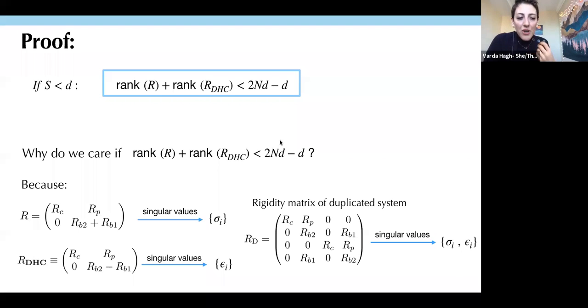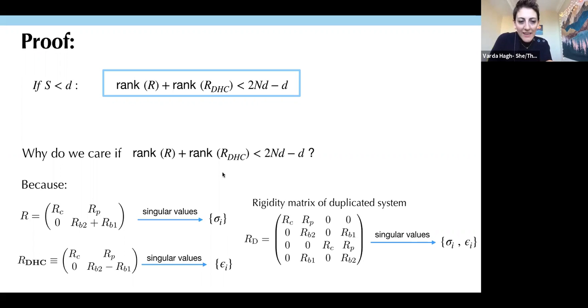But we can basically show that if you have the rigidity matrix with a set of singular values sigma, and assume that RDHC has singular values epsilon, you can show that the rigidity matrix of the duplicated system will have singular values which are the union of these two sets: the singular values of the rigidity matrix and of this auxiliary matrix that we define by flipping the sign of the boundary bonds.